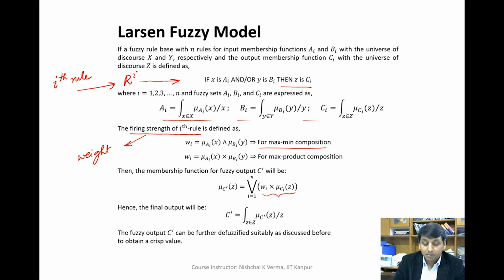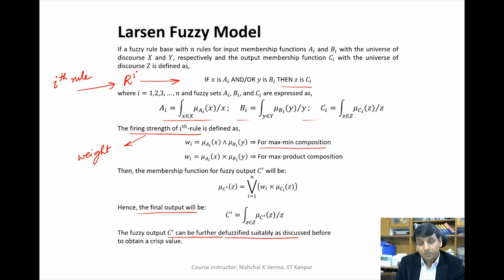And if we have, let's say, n number of rules, so we take the maximum of all the fuzzy outputs. So for that we have used the maximum. In other words, the final output we can say that we add them. We take the maximum, or we say that we take the union of these. So the fuzzy output C dash, whatever output we will be getting, will be fuzzy. So C dash basically is fuzzy, and then this C dash can be further defuzzified suitably as discussed before to obtain a crisp value.